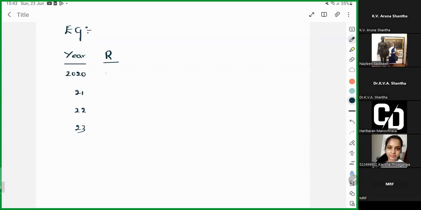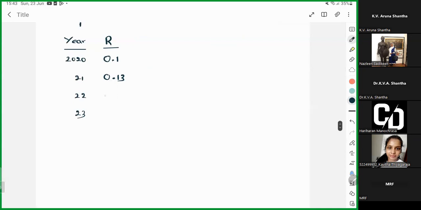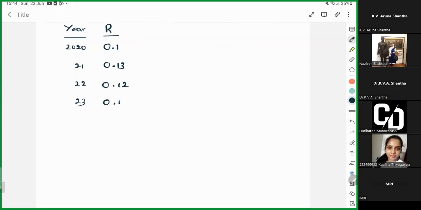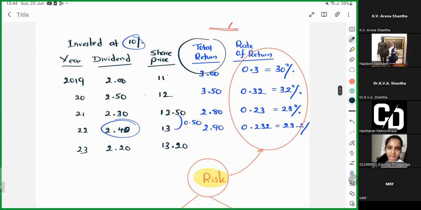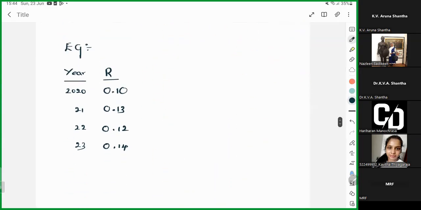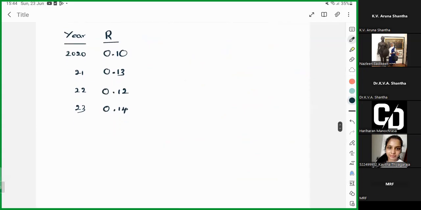Let's say 2020 rate of return 10%, 2021 13%, 2022 12%, 2023 14%. So let's say these are the rates of return. These are calculated like this: you get the total return, then you can get the rate of return. Now let's say for your investment, in the last 4 years you got this rate of return. Now you see this rate of return is varying. It was varying over the last 4 years.